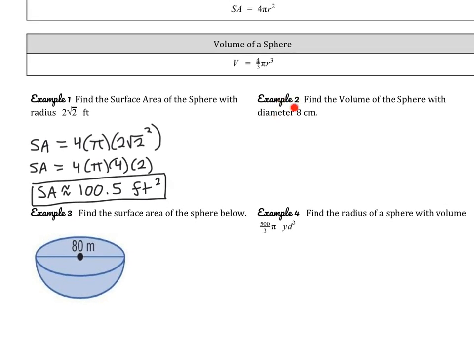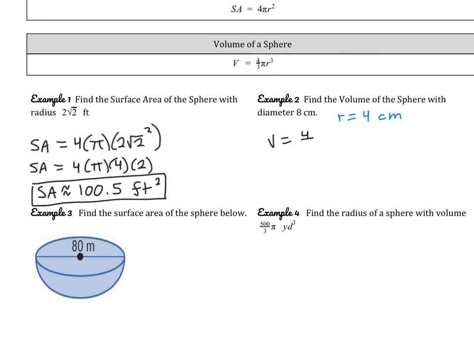Okay, so in example 2, we're asked to find the volume of the sphere with a diameter of 8 centimeters. If the diameter is 8, really the only extra step we need to take is finding the radius, which is always going to be exactly half the diameter. So it's 4 centimeters. And now we're ready to use our volume formula.